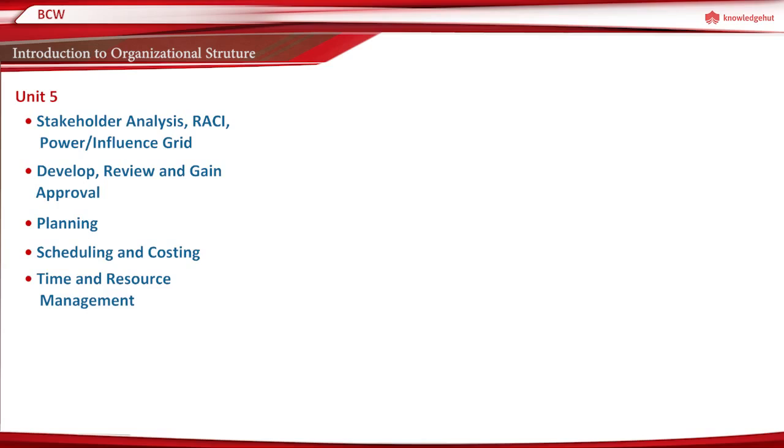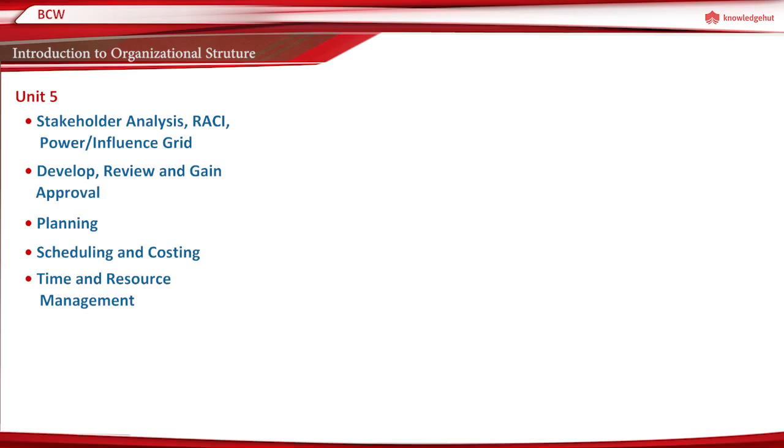We describe such concepts as RACI and a power influence grid. We then move on to the mechanics. How do we actually develop, review, and gain approval for our piece of work? Obviously, this requires planning, which we describe in detail. One of the key elements of the RACI diagram I just mentioned concerns the person accountable. We need to know who indeed needs to approve this proposal. Otherwise it has no meaning. Not to be discounted, right?